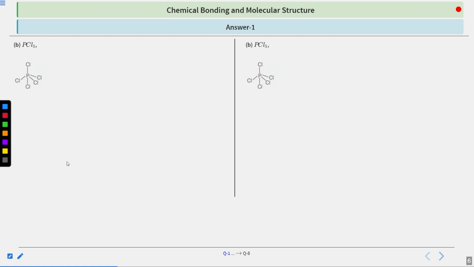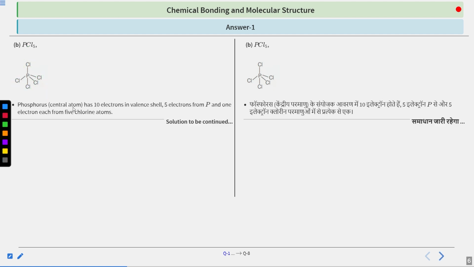The next one is PCl5. For phosphorus, the number of valence electrons is 5, so it makes the maximum number of bonds equal to that. Each bond will again contribute one more electron other than the valence electrons, coming from chlorine. There are 5 chlorines here, and each chlorine is donating 1 extra electron, so that results in a total of 10 electrons. You can see it this way also: there are 5 bonds and each bond has 2 electrons, so phosphorus will have a total of 10 electrons. Clear? So 5 electrons from phosphorus and 1 electron from each of the 5 chlorines result in 10 electrons.